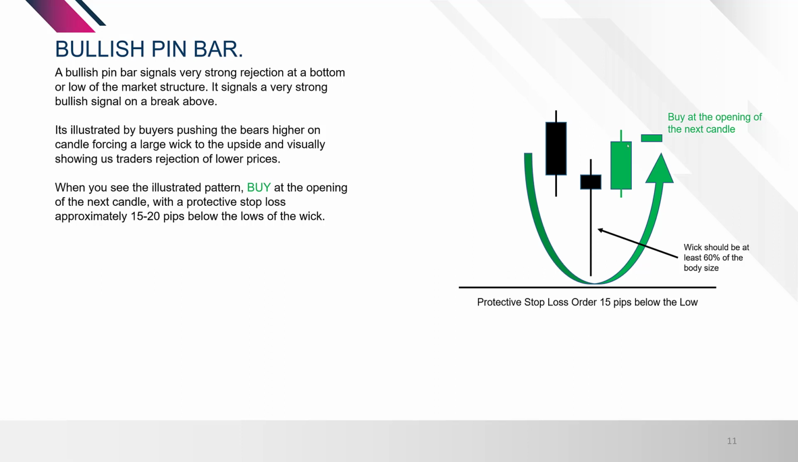When you see the illustrated pattern, buy at the opening of the next candle with a protective stop loss approximately 15 to 20 pips below the lows of the week. So you need to open your position at the opening of this candle with your stop loss 15 to 20 pips below the lows of the week.